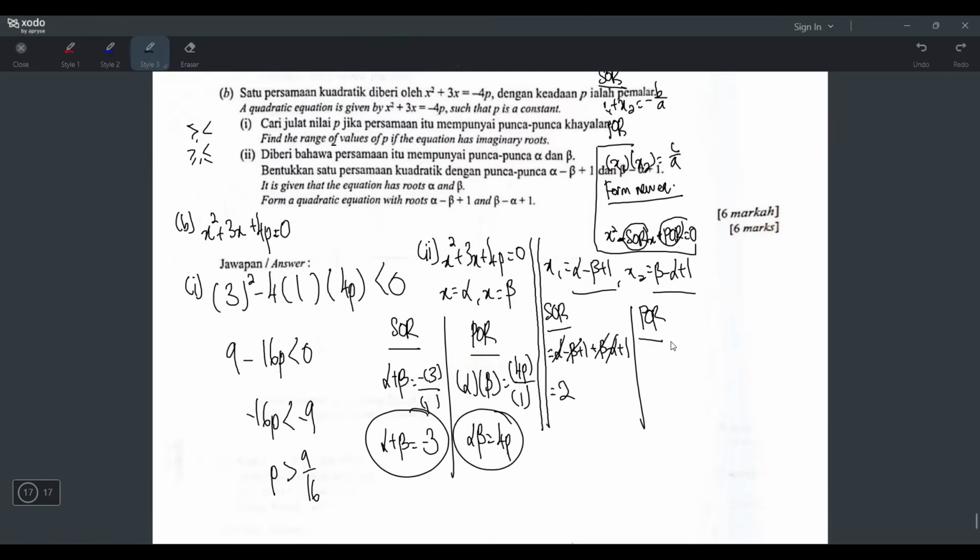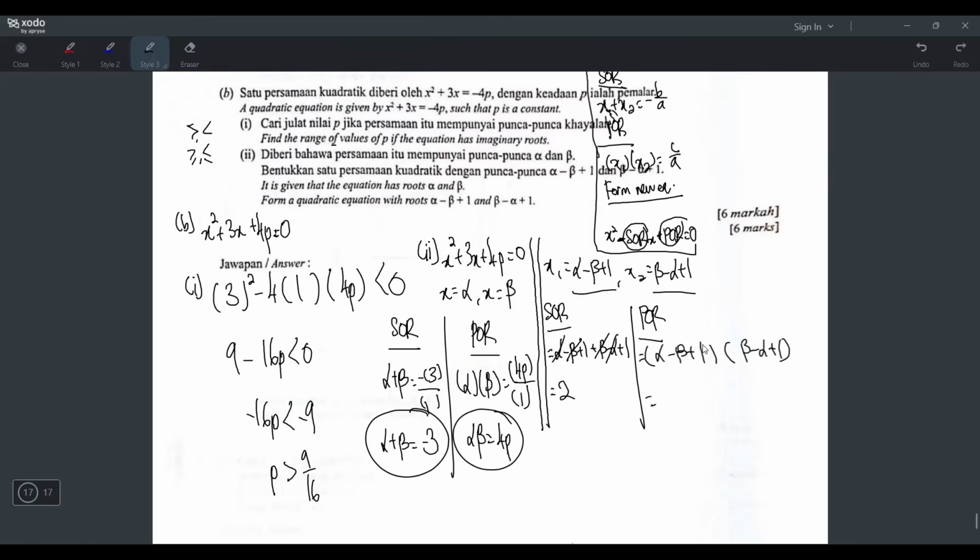So the product of roots will be the product of roots, which is x1 times x2. So it will be alpha minus beta plus 1 multiplied with beta minus alpha plus 1. And you will not write the c over a, same reason, because you don't have the c and a. When you form a new equation, you will not have the c and a. But it's okay. You will just write the equal here. And then later, if you need help, you just substitute with these two. Use this to help you later.